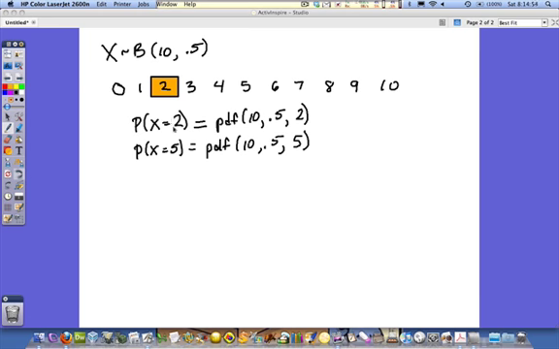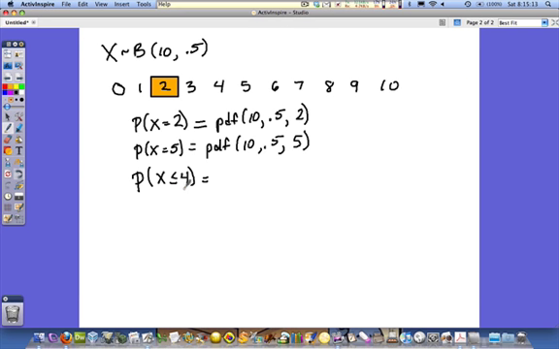So that's how you use the PDF function. What you're looking at is just finding the probability of exactly a certain number of successes. Okay? All right. Now, let's take a look at a probability statement that looks something like this. What's the probability that x is less than or equal to 4?